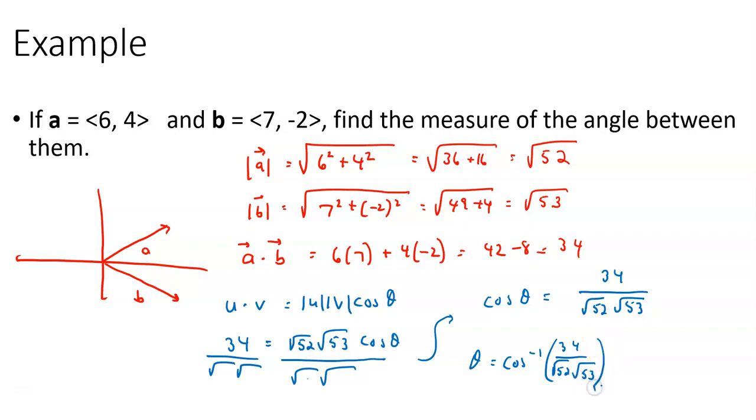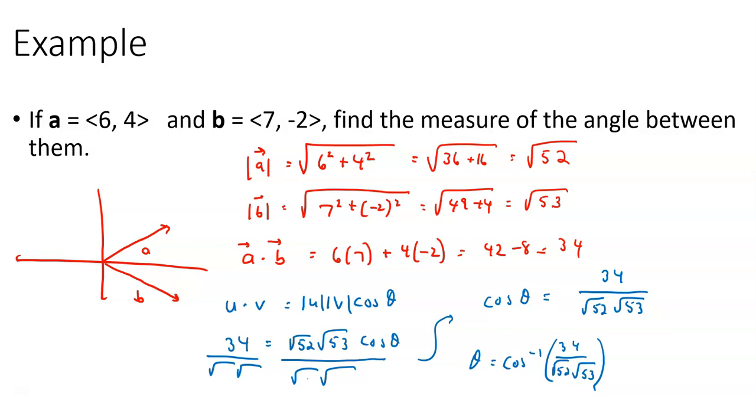You notice the square root of 52 and square root of 53 are each a little bit bigger than 7, right? Square root of 49 is 7, so this is a little bit bigger than 7. 7 times 7 is 49. 34 over 49 is less than 1. That's good, because the cosine has to be 1 or less than 1. And so here, I'll get a valid answer. All right, let's throw that into our calculator and see what we get.